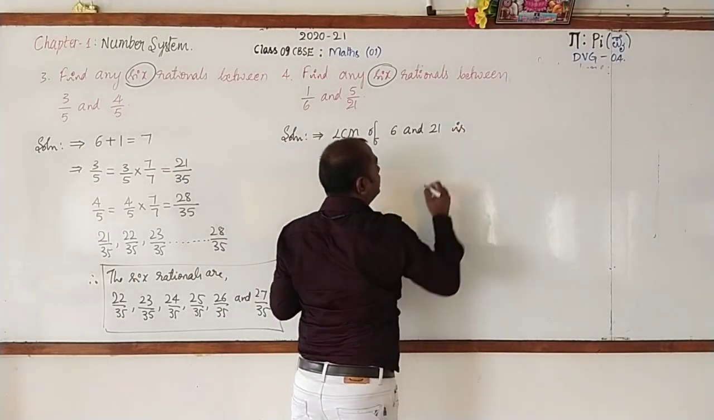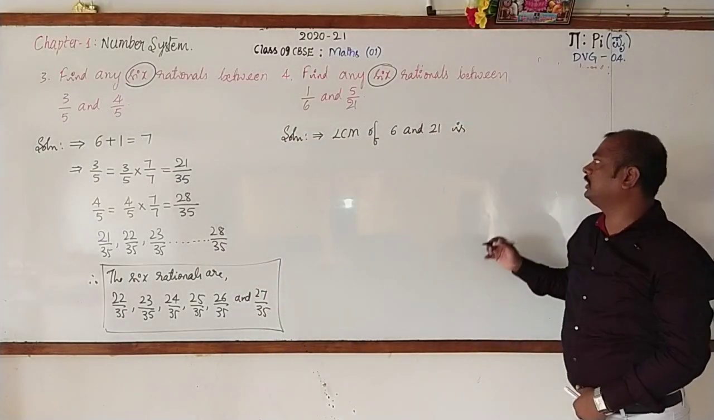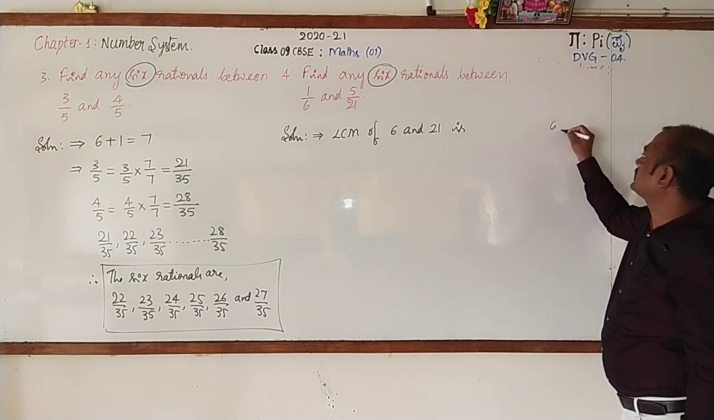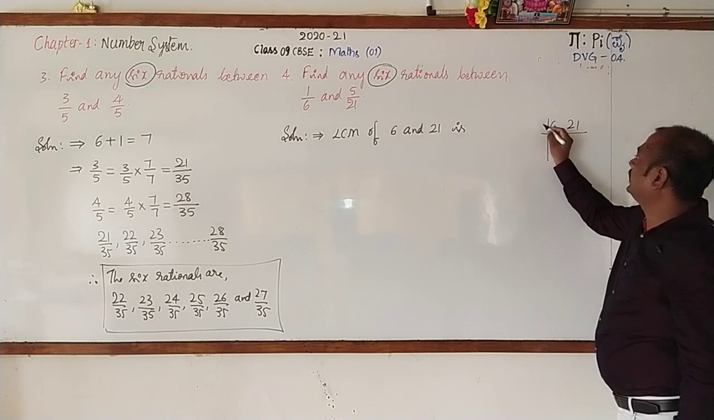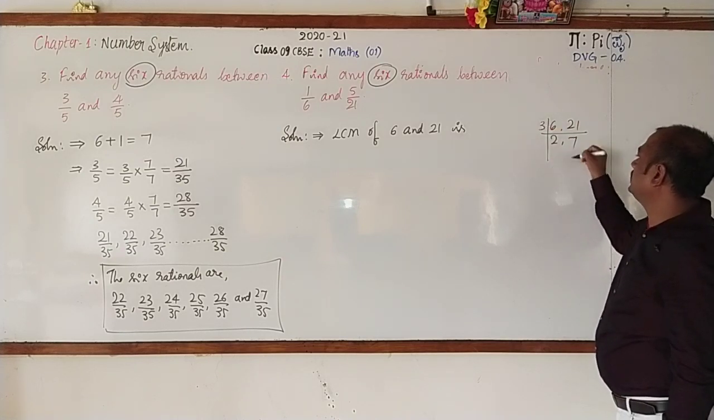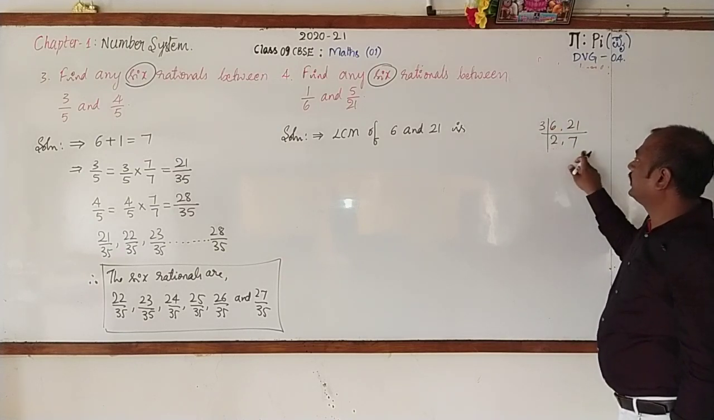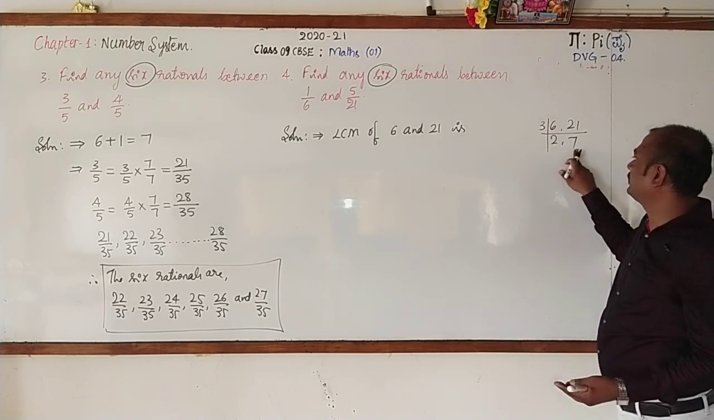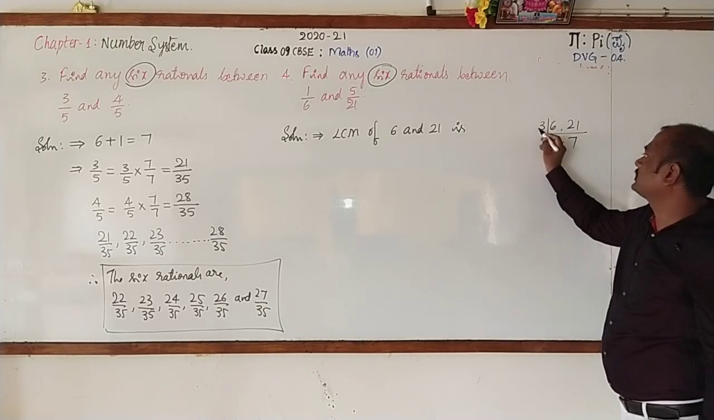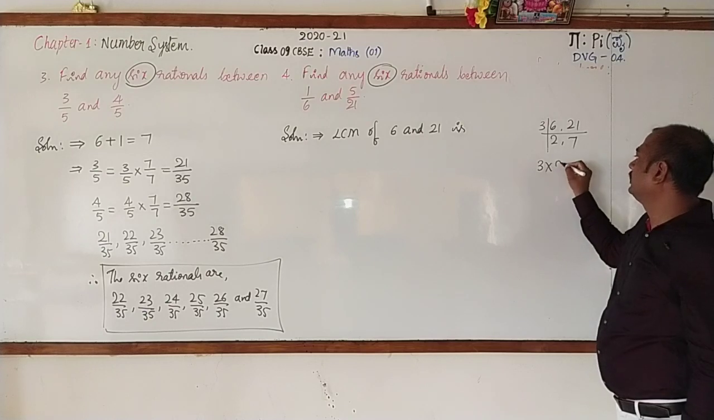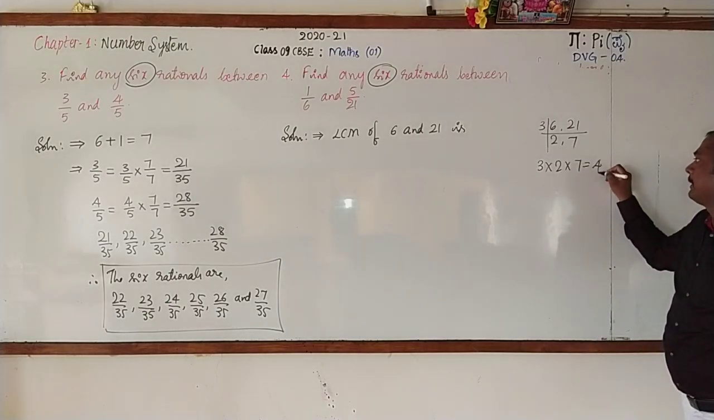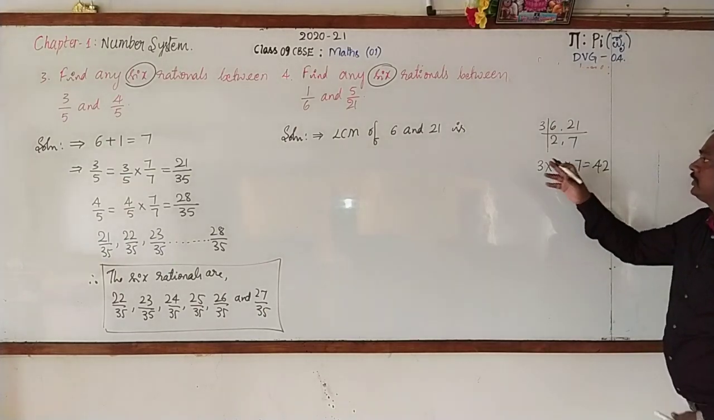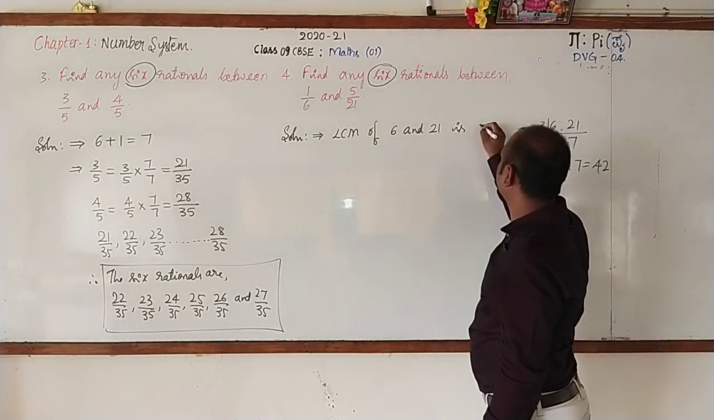21 is, if you do not know how to write it directly, you can go for this method. 6 and 21, both can be divided by 3: 3 twos are 6, 3 sevens are 21. Now, further, they are not divisible by any number except 1. Hence, multiply directly 3 into 2 into 7. 3 twos are 6, 6 sevens are 42. So, 42 is the LCM.